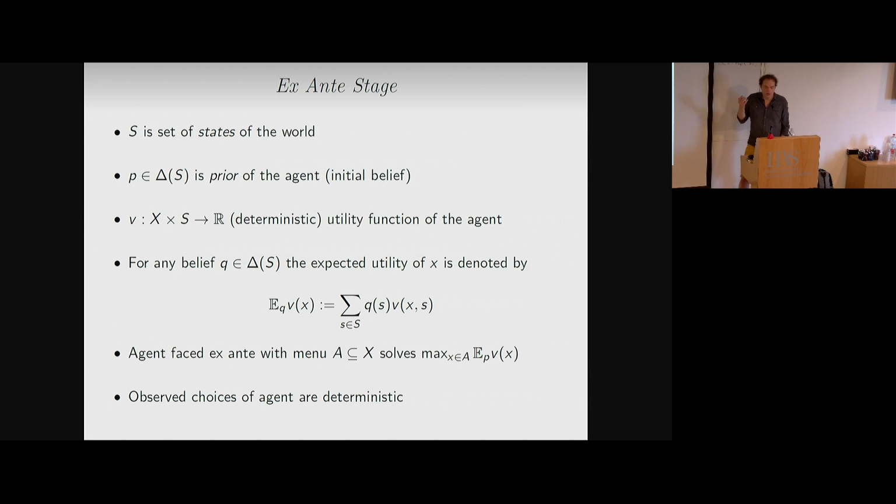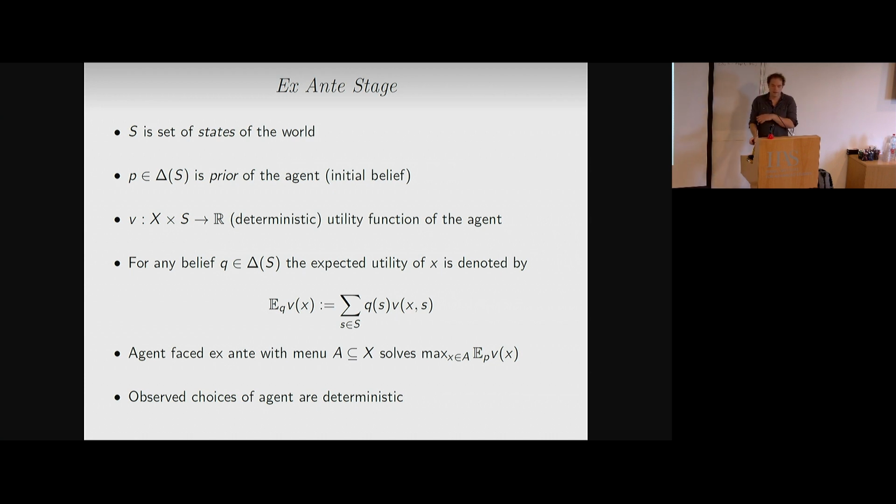And the agent who is faced with menu A, ex ante, what are they going to do? They're going to choose the item that has the highest ex ante utility according to the prior. So if the utility function of the agent is deterministic, the observed choices of the agent are also deterministic. If I am somehow magically able to put the agent always in the frame of mind where they are starting with the same prior, then they're going to choose the same thing, modulo ties, which we've eliminated.